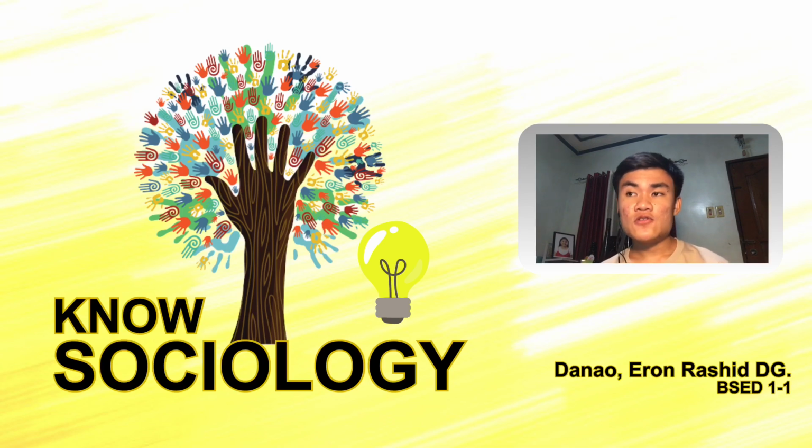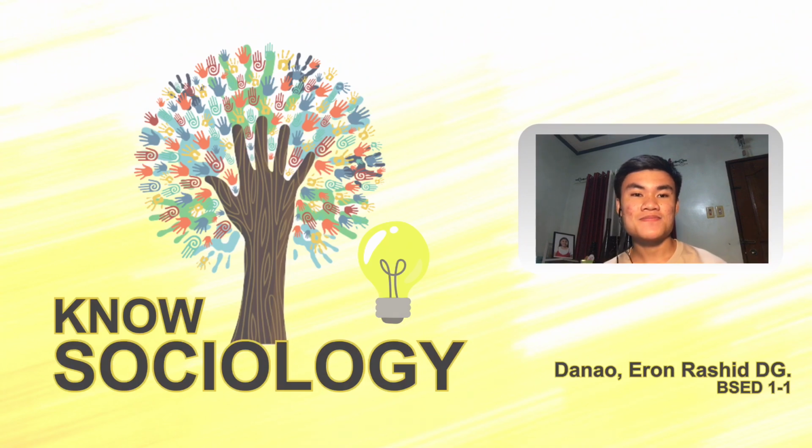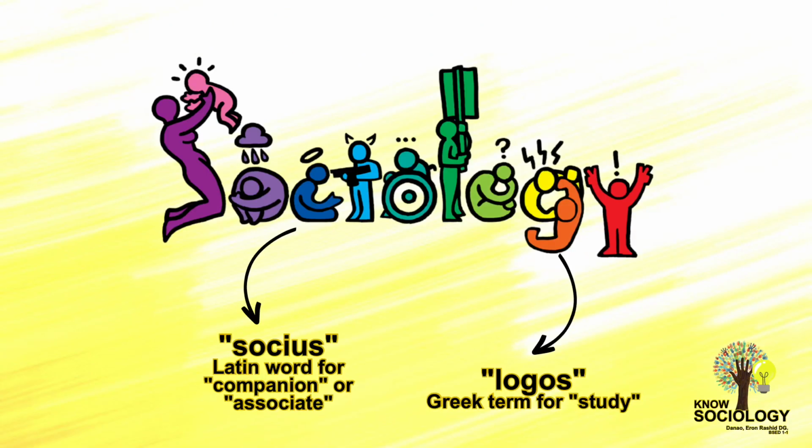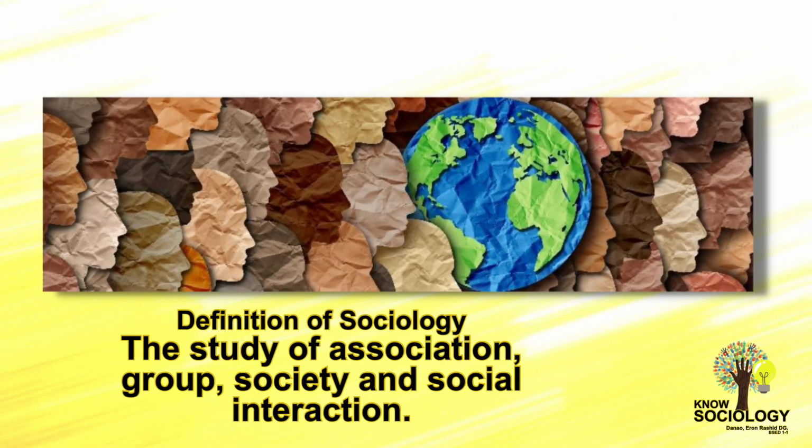And I am here to discuss to you the topic, Sociology, for us to further understand this branch of social studies or social science. So first, the word sociology came from the word socius, which is a Latin word meaning companion or associate, and the Greek word logos, which means to study. The definition of sociology is the study of an association, group, society, and social interaction.